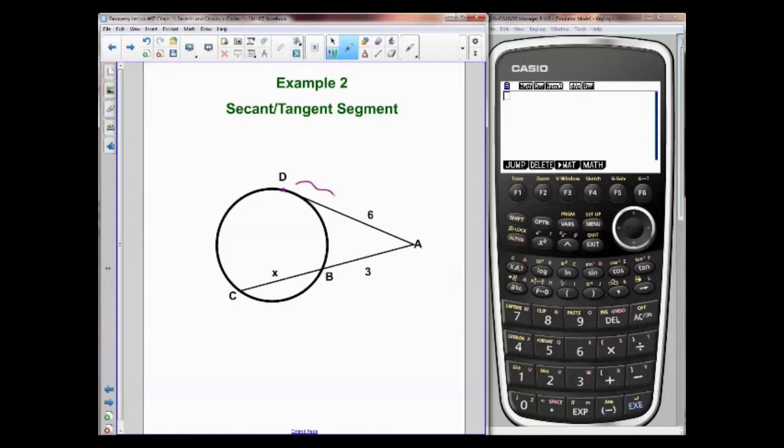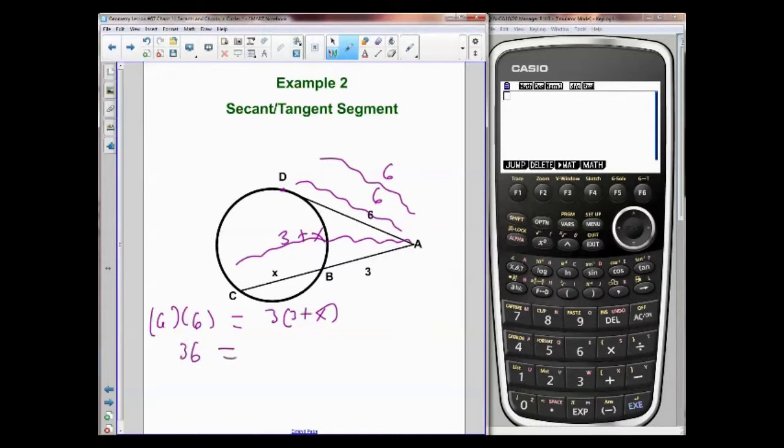Here's the outside part, so that's 6. Well, it just so happens the whole part is 6. So you just have 6 times 6 is equal to outside 3 times the whole thing. And the whole thing is 3 plus x. Distribute that 3 to the 3 plus x. So you got 36 is equal to 9 plus 3x.